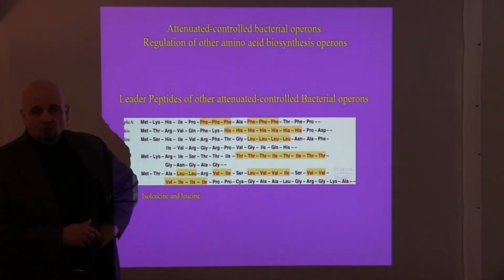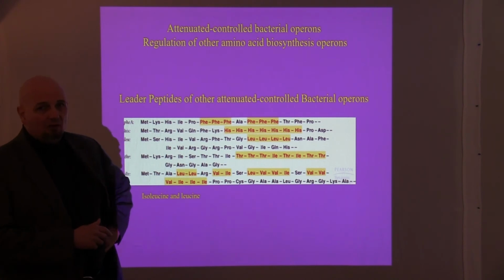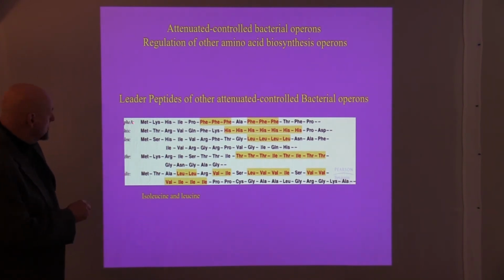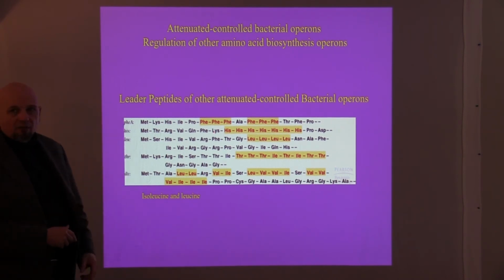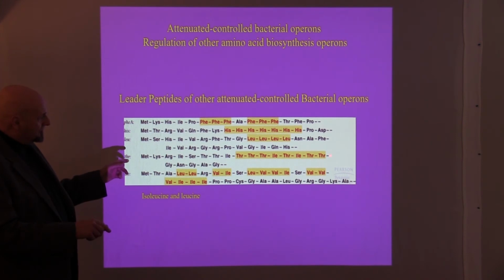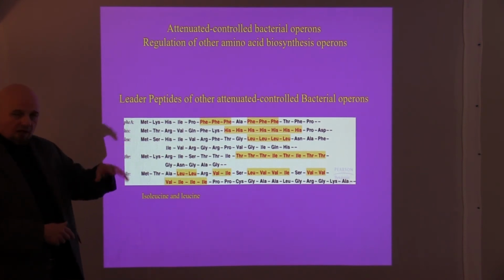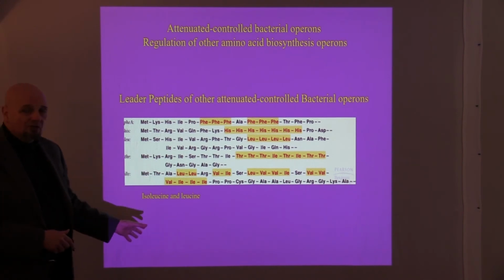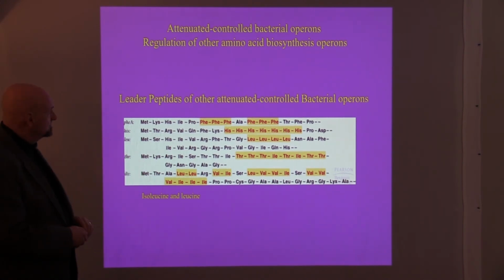This attenuation control is used in several different types of bacterial operons for generating amino acids. Here's some for phenylalanine, histidine, leucine. These are the leaders that have been there. And some of these, like isoleucine and threonine, can work in combination with each other. So this is a very common system for all the different amino acids.